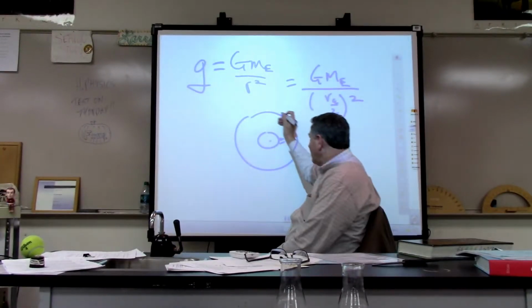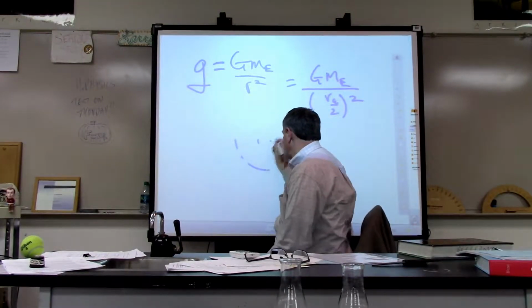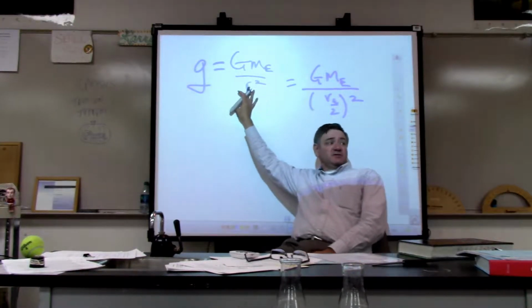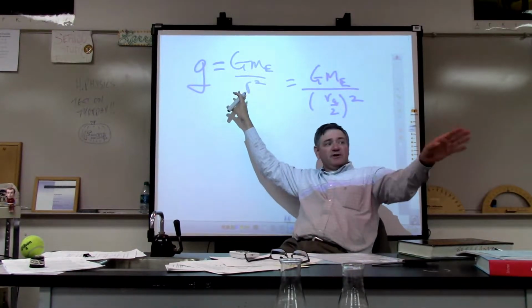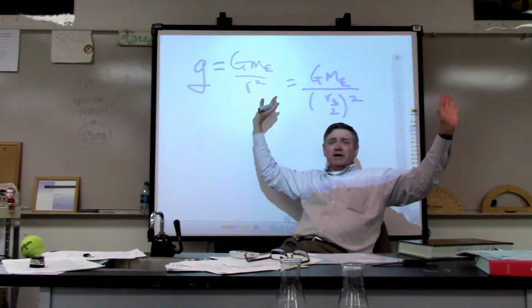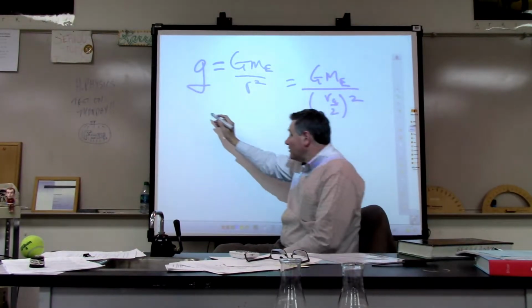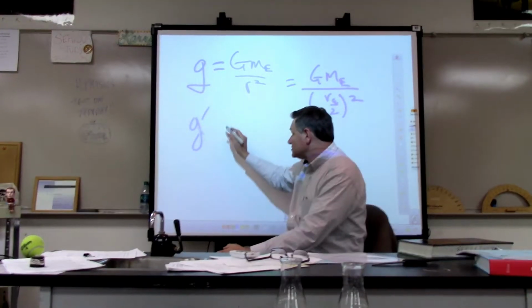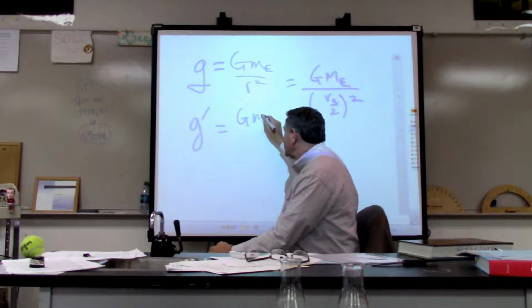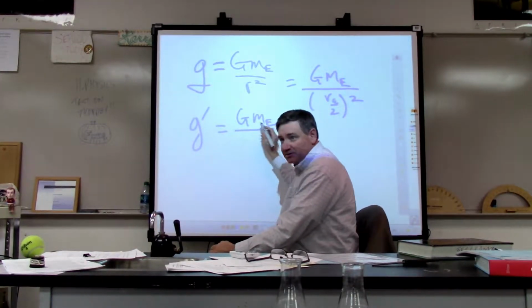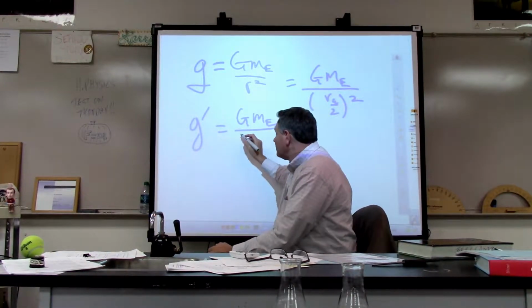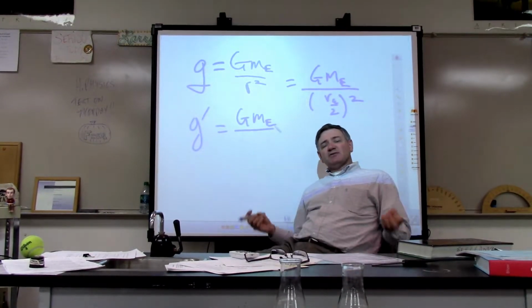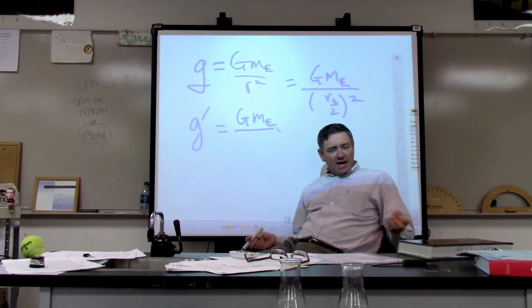Okay, now here's option number 2, which is a little bit more elegant and actually easier. So the more elegant approach is to say, okay, this is my initial value of gravitational acceleration. I don't know what it is, I don't care what it is, it's just G. But now, my new gravitational acceleration, call that G prime. I'm not going to change anything on the top, okay? But now, what am I going to do to the radius? Mathematically, what do I have to do to reduce the radius by half?